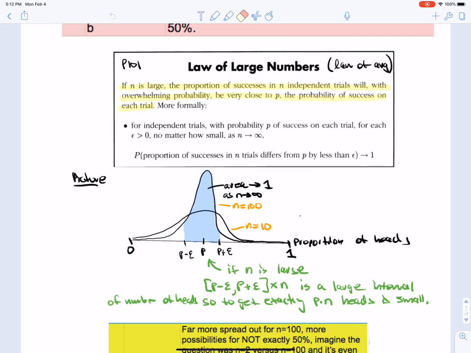But the thing you have to realize is that the interval between p minus epsilon and p plus epsilon is an interval of proportion of heads. If you want an interval of the number of heads, you'd need to multiply that by n, which is a huge number. So you're going to get a large interval of the number of heads, and to get exactly p times n heads is actually quite small.